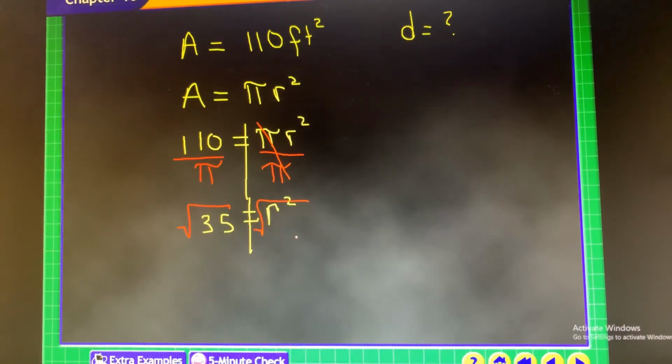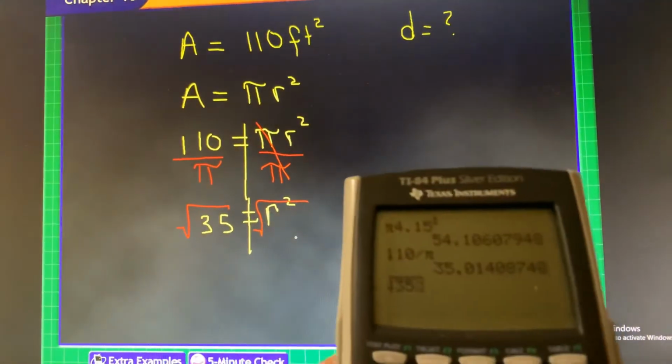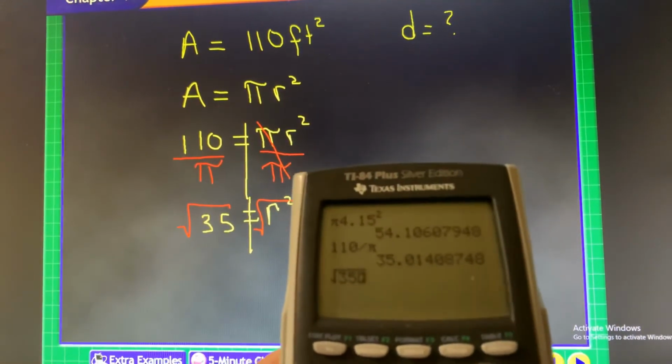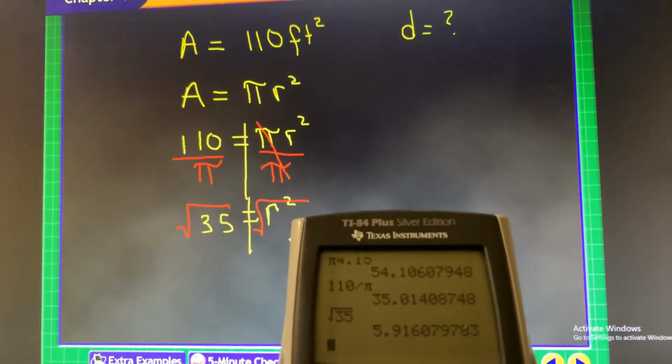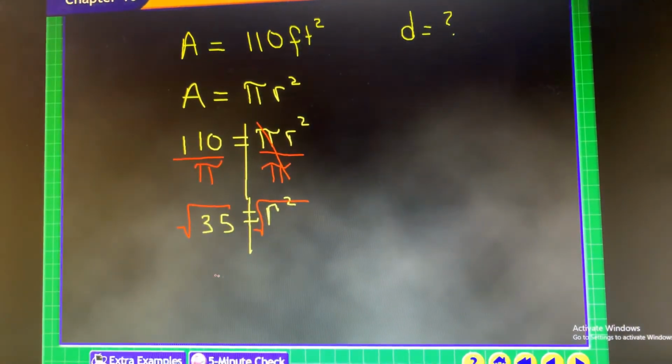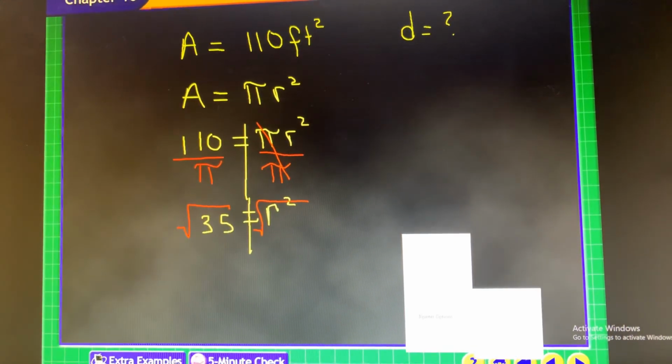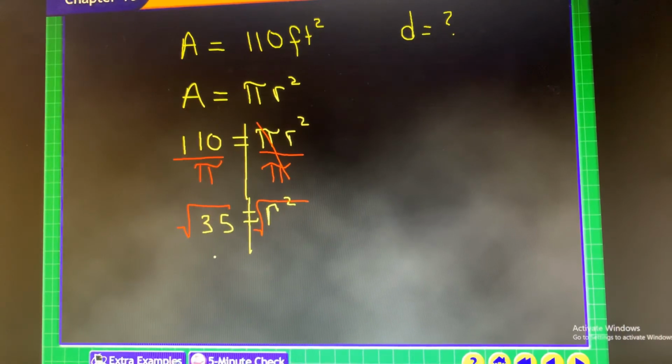So I'm going to take the square root here, and I'm going to take the square root here. So on my calculator, I'm going to go square root of 35. I'm going to hit enter. I get approximately 6. I'm going to round it so it's easy to work with. So I now have 6 is equal to r. Yay. Is that what I wanted?